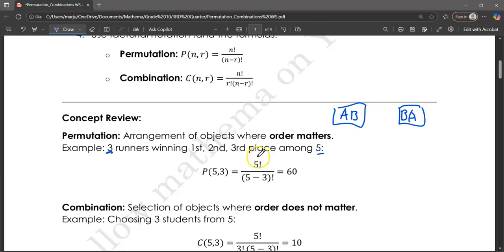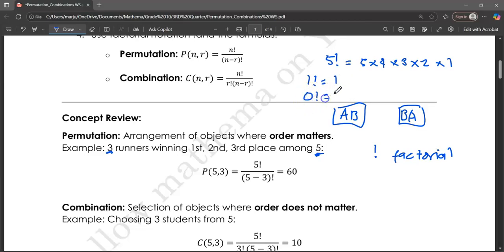And what do you mean when you say factorial? Whenever you see this sign, again, that is factorial. It is telling us to multiply the numbers from this number, or whatever number that is, downwards until 1. So for example, we have 5 factorial. This is the same as 5 times 4 times 3 times 2 and times 1. And always remember, when you have 1 factorial, that is 1. When you say 0 factorial, that is also 1.